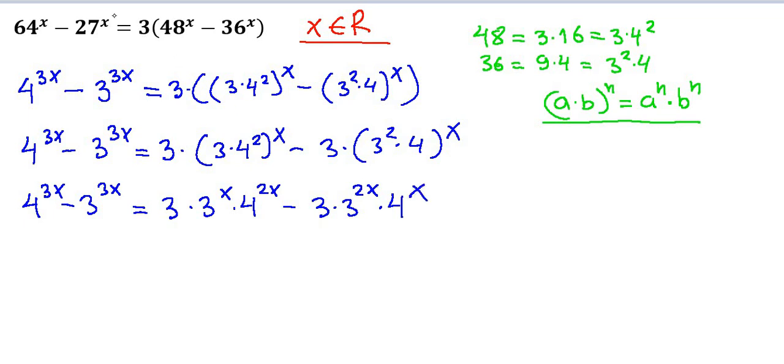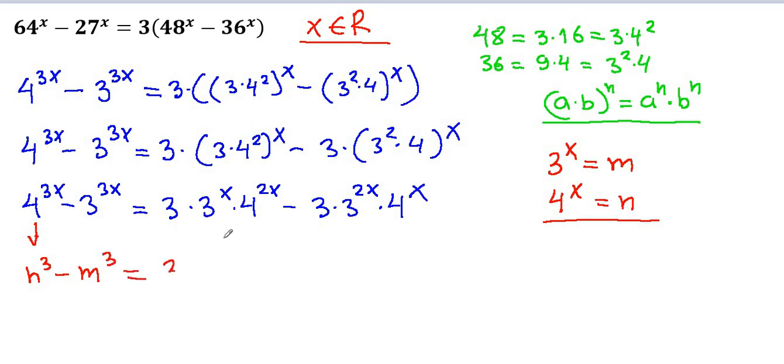So now, for the last equation, I can make a substitution: 3 to the power of x is equal to m, and 4 to the power of x is equal to n. Using this, we see that this is going to be n cubed minus m cubed is equal to 3 times, since 3 to the power of x is m, 3 times m times n squared minus 3 times m squared n.